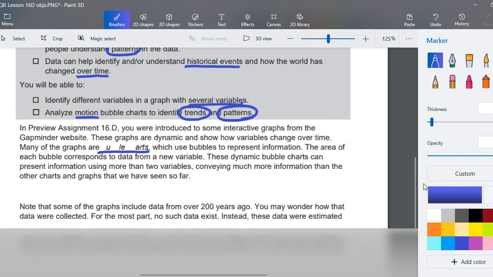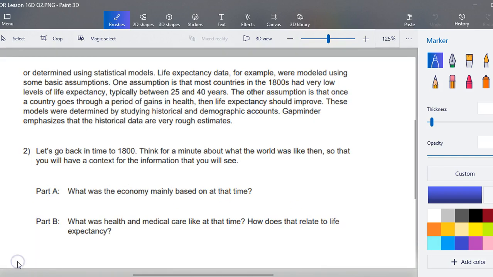Note that some of the graphs include data from over 200 years ago. And you may wonder, how in the world were all of those pieces of data collected? Well, for the most part, no such data exists. Instead, these data were estimated or determined using statistical models. Life expectancy data, for example, were modeled using some basic assumptions.